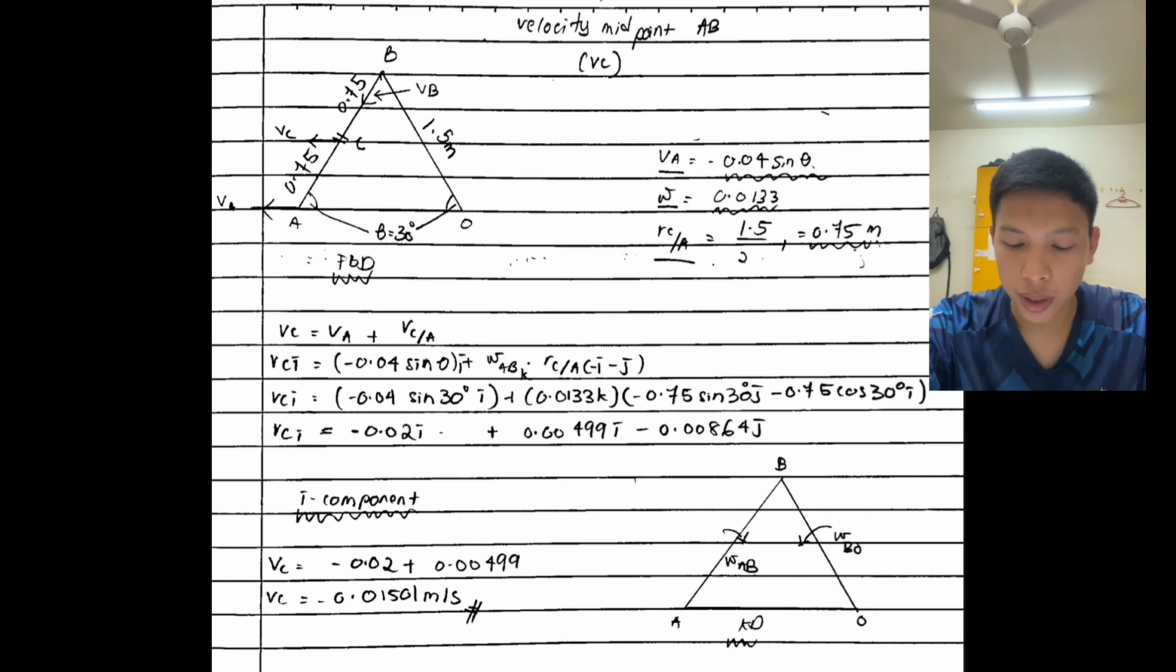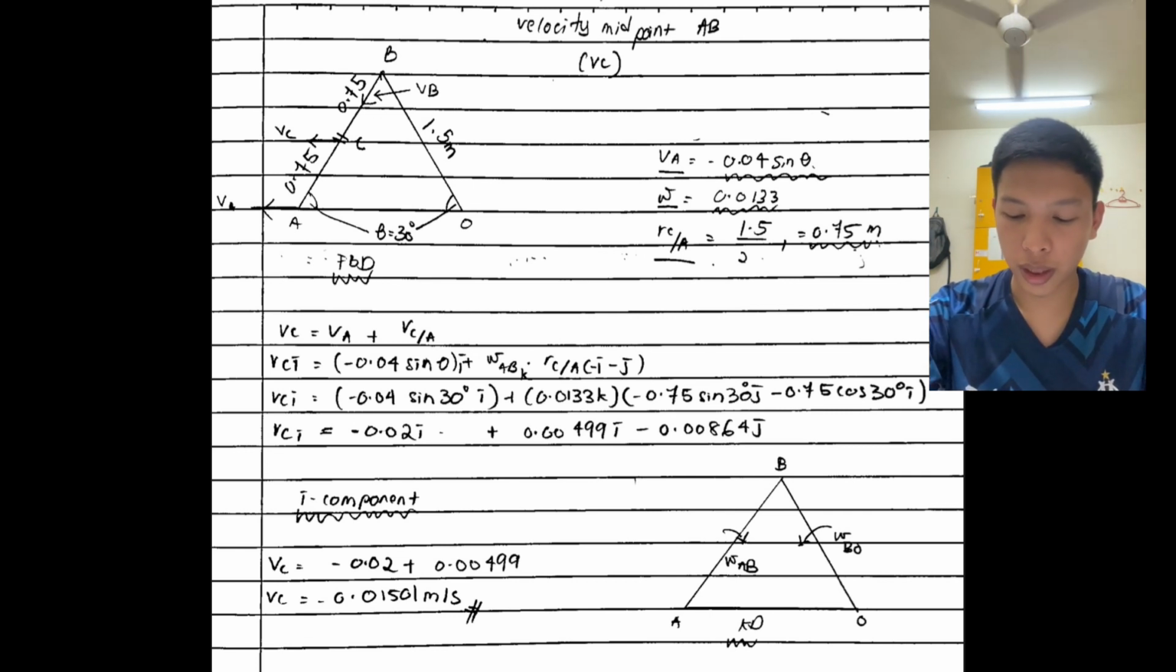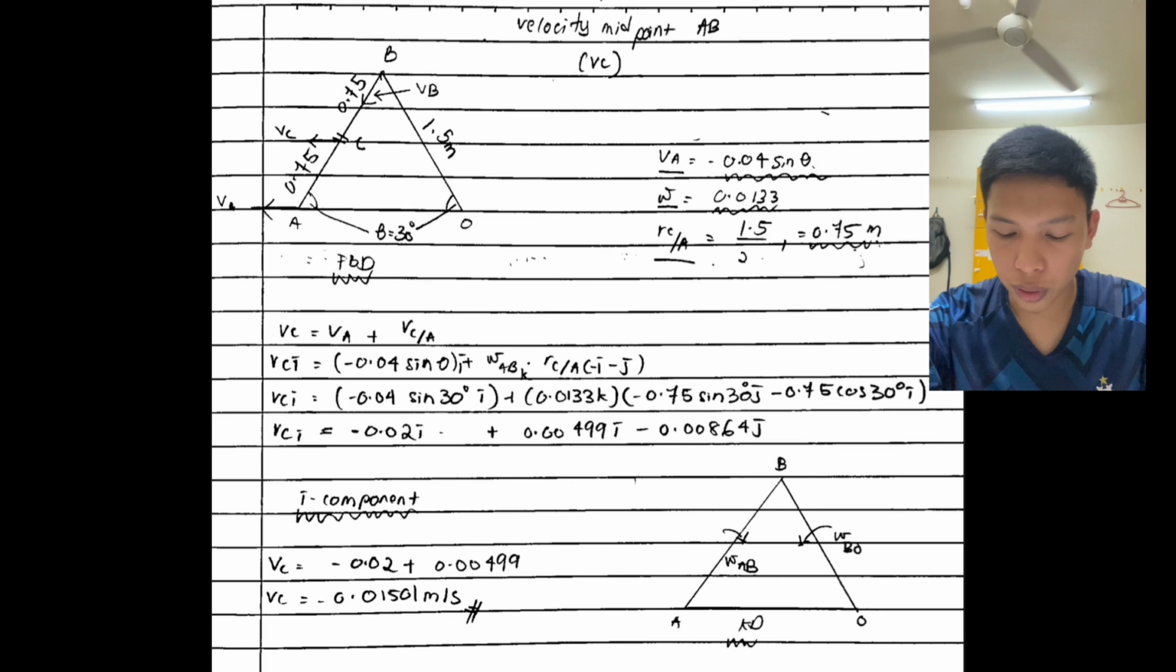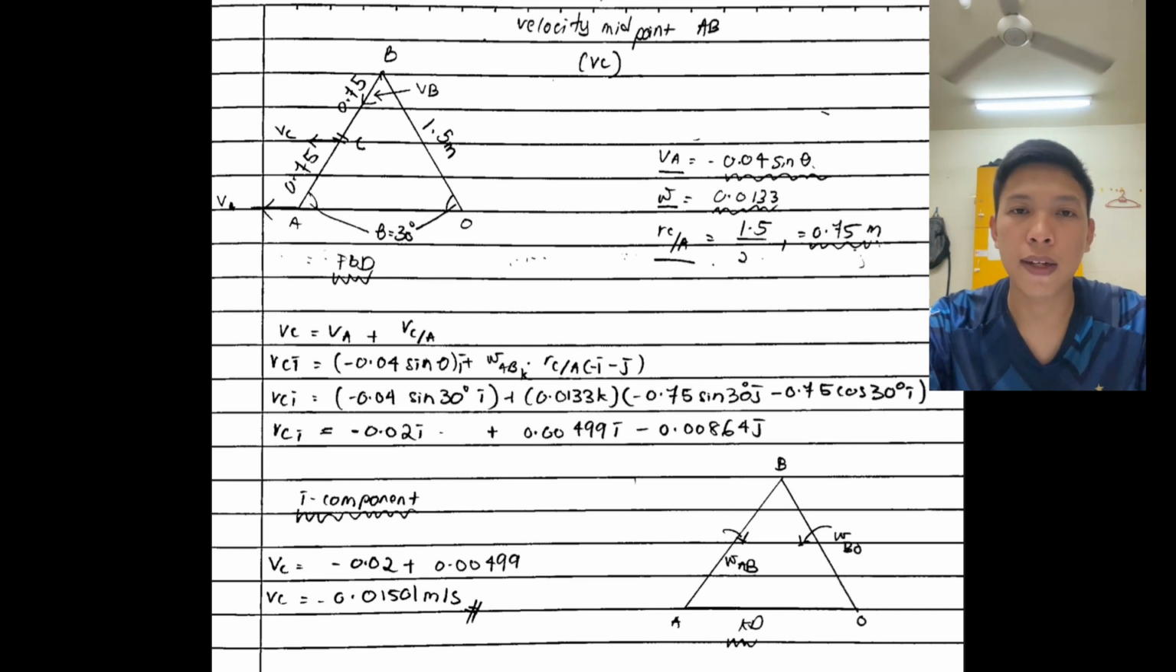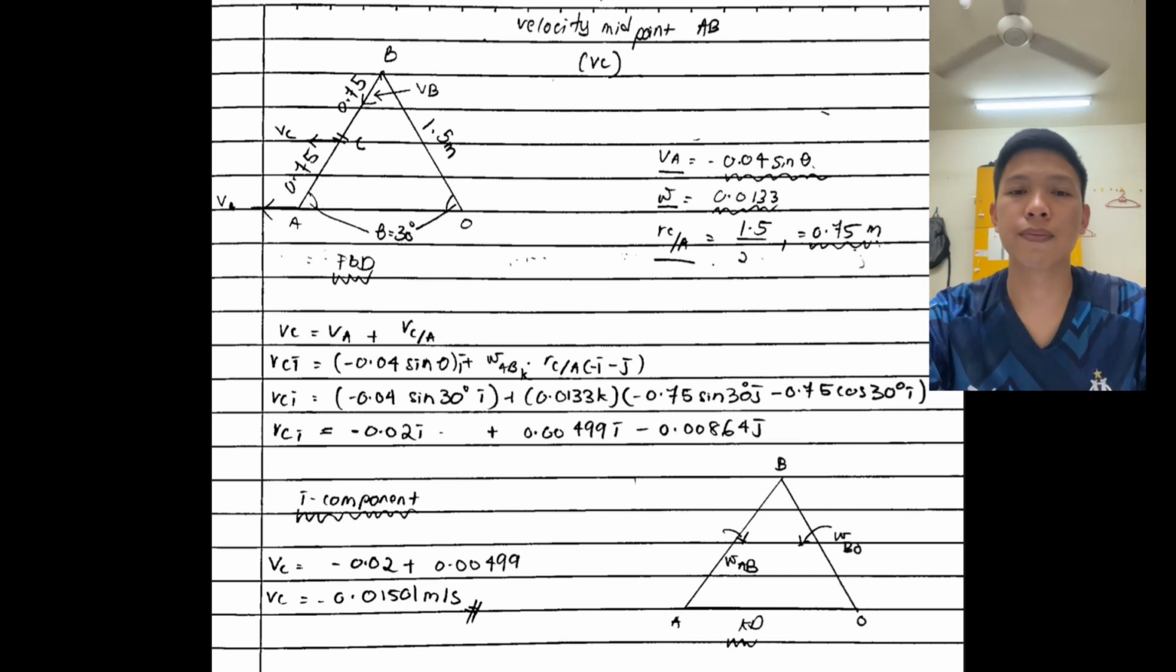Jadi kalau kita bawa keluar semua komponen yang ada, untuk I komponen, VC adalah bersamaan dengan negatif 0.02 plus 0.00499. So VC kita akan dapat negatif 0.01501 meter per second, ataupun kalau kita round off, kita akan dapat negatif 0.02 meter per second. Thank you.